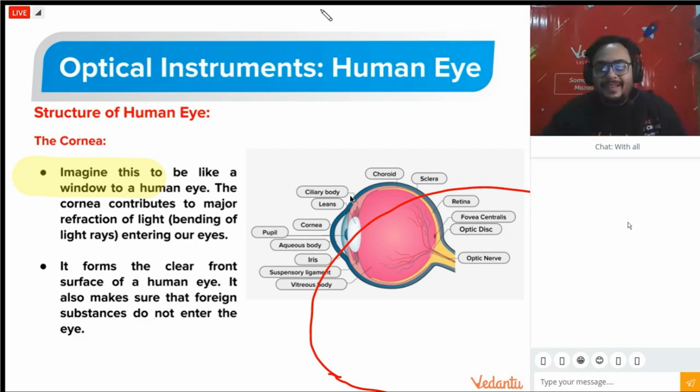Let us see. So the first part that we are talking about is the cornea. Now, in the diagram, let us find out what the cornea is. As you can see, the cornea is denoted by this. Oh my God, I used the marker. Yes, the cornea is basically the front portion of the eye.